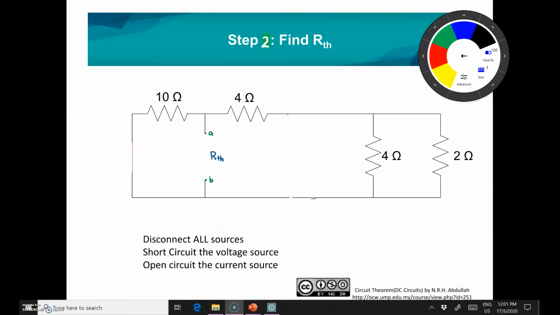In step 2, you have to find the R Thevenin. So where is R Thevenin? R Thevenin is at the terminal A to B. How to find the R Thevenin? The first thing is you have to disconnect all sources. As you can see, this circuit consists of the voltage source here and the current source here. For the voltage source, you have to short circuit it, and then open circuit the current source. So this is the circuit for finding the R Thevenin, which you can see consists of R only.